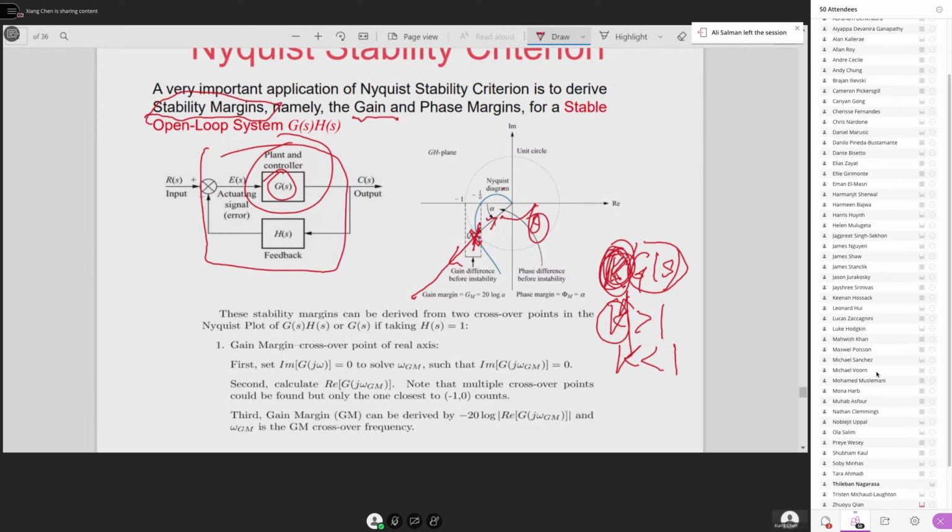It doesn't matter, as long as you move along this line, it does not change the phase. So you don't need to worry about that, because you do not move the plot to possibly encircle the point. So that is why this point cannot be used to evaluate the gain margin. But this other point makes a lot of sense to be applied to evaluate the gain margin.